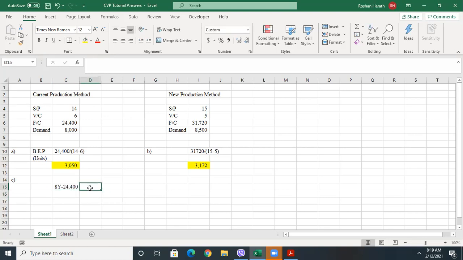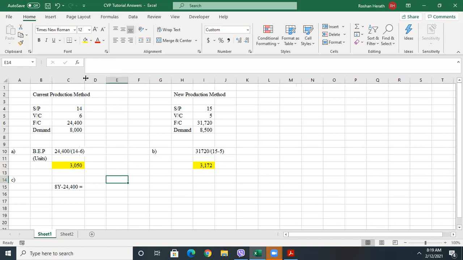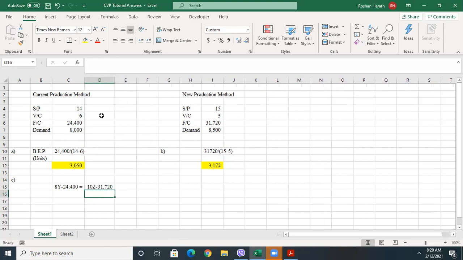That must be equal to the profit under the new method, which is again the contribution. It's 15 minus 5, it's going to be 10, times Z or something, minus 31,720. So this is the simple formula you need to solve. This is the profit under the new production method. Under the current production method, this is the profit. So that is supposed to be equal.